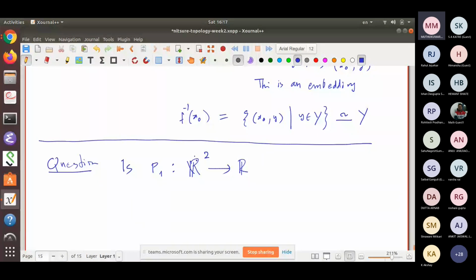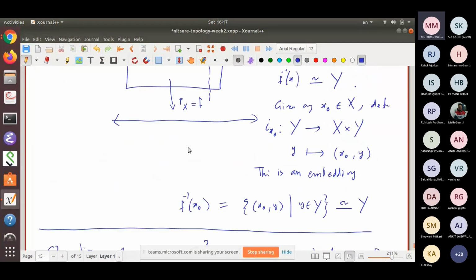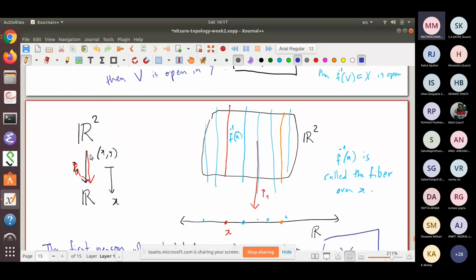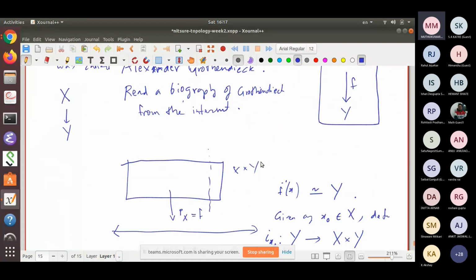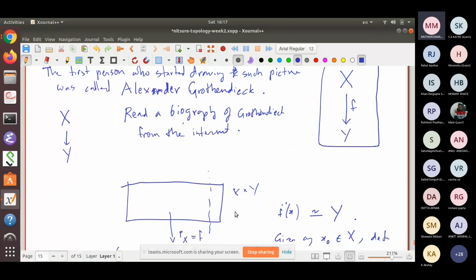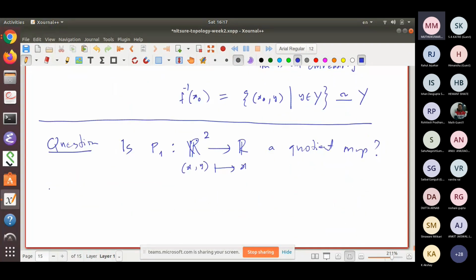So let's take the projection from R2 to R, which sends x comma y to x. Is this a quotient map? Let's check this. Everything is about this projection R2 to R. For this projection, we said the fibers are embeddings. Now I am asking whether the projection itself is a quotient. What are the properties I have to verify? First property I have to verify is that P1 is surjective.